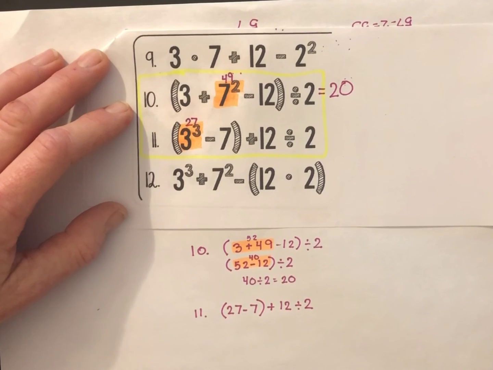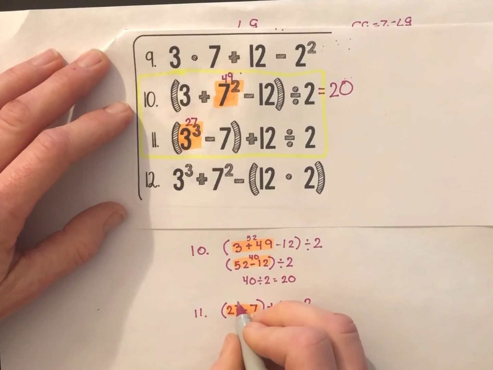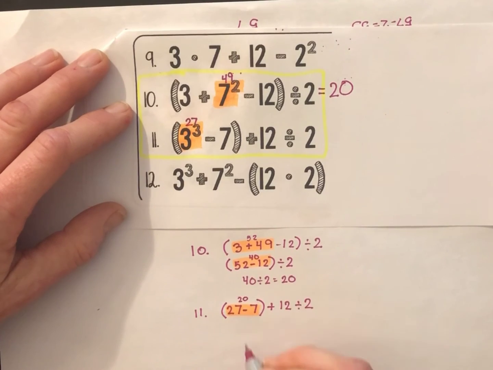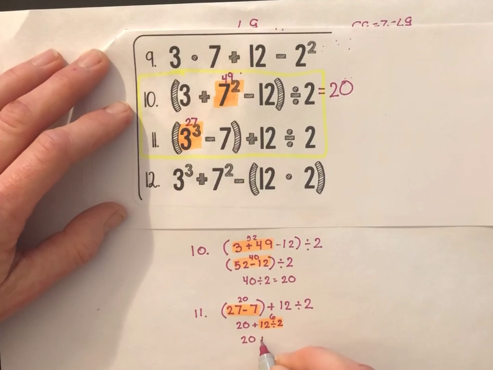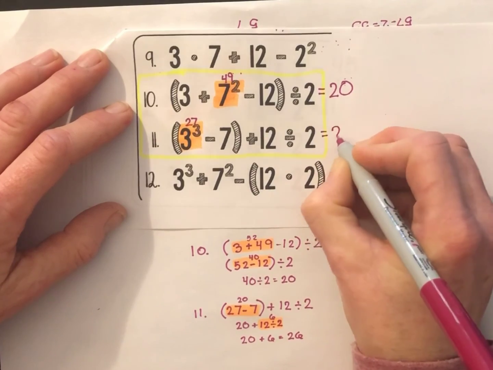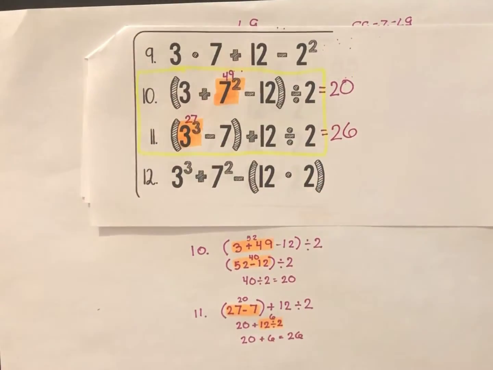Since we still have parentheses, I still do parentheses next. 27 minus 7 is 20. 20 plus 12 divided by 2. I have addition and division. Division comes first. 12 divided by 2 is 6. I'll rewrite that step. Now I have 20 plus 6 equals 26. My final answer for the work we'll do together is 26 for number 11.